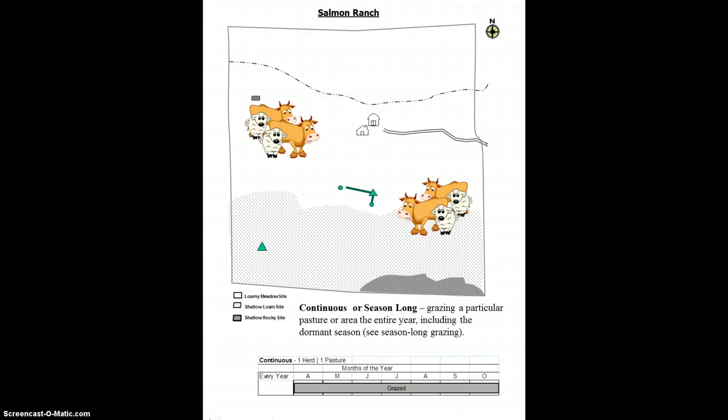Again, animals have full choices. They go wherever they want. They've got wells, water tanks, roads, streams. They can go anywhere they want. And animal performance would be high.